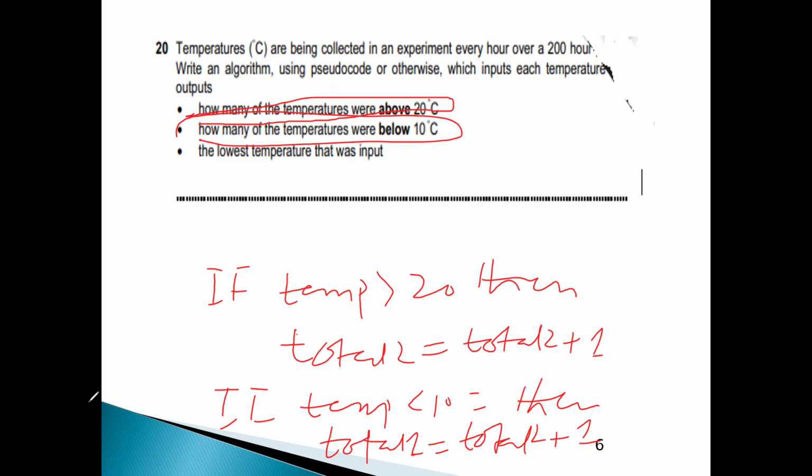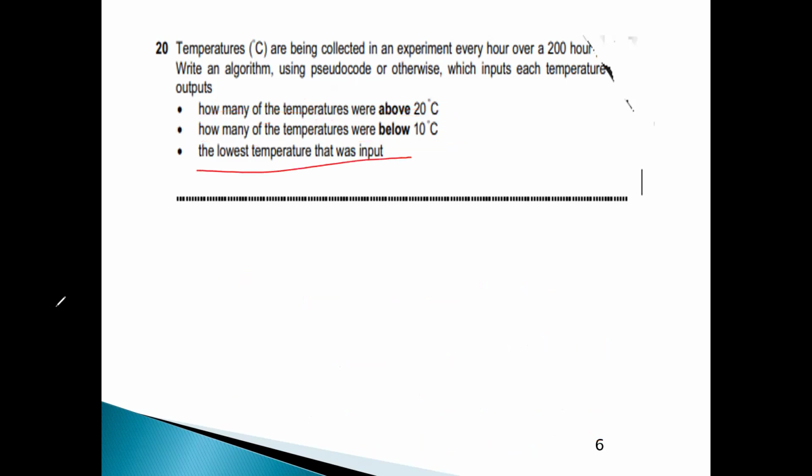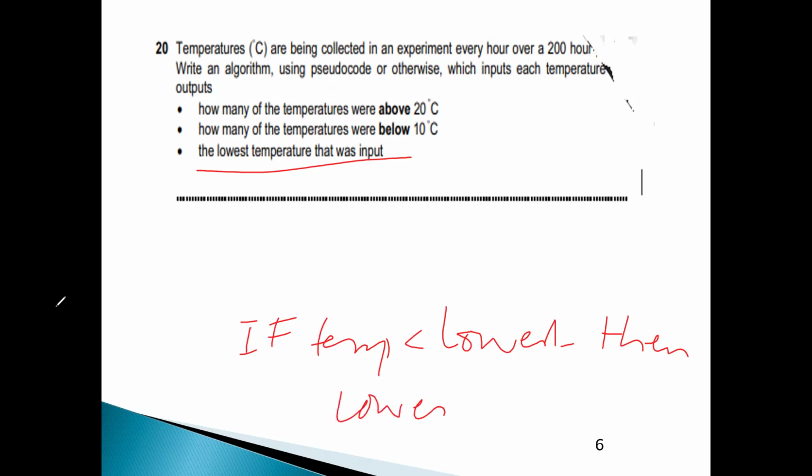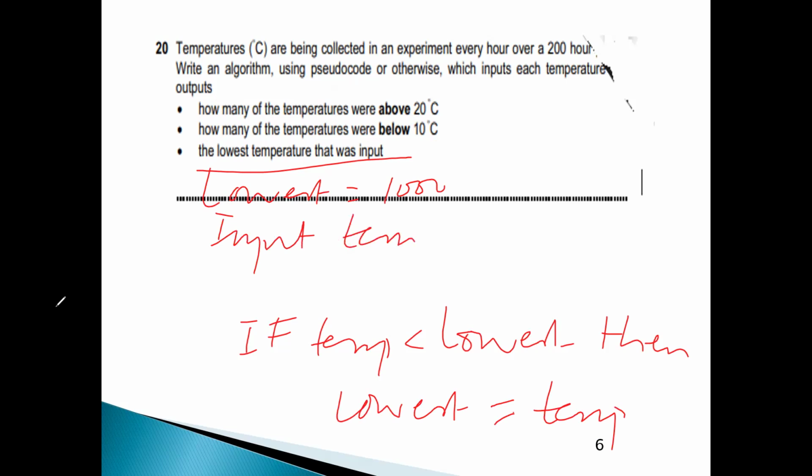Okay, now what about the third one? We have to compare this one also. Like we can say if temp less than lowest, then the lowest will be equal to temp. We did this the day before yesterday. But your lowest value must be initialized to 1000, greater than 0. So if I input 100, then 100 less than 1000, is this true or false?